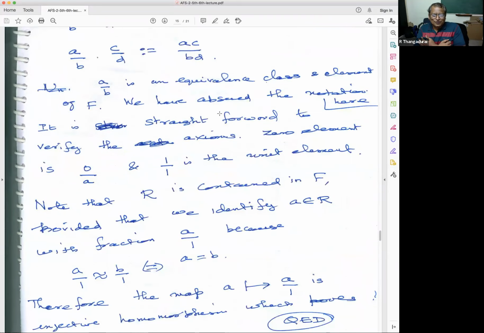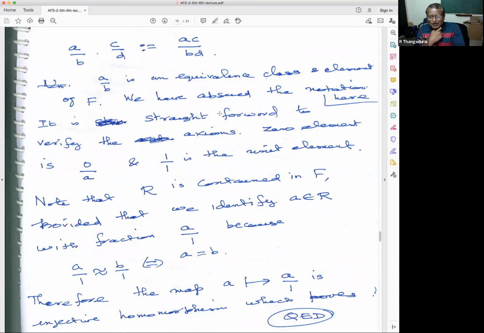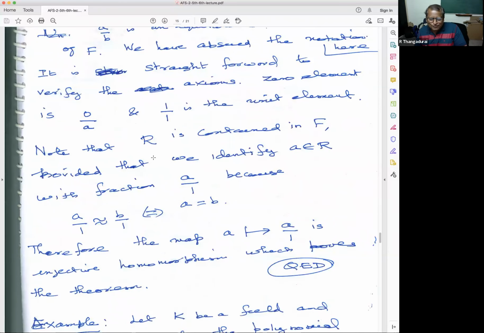So what is the zero element? The zero element will look like 0 by a non-zero element A. That is the zero element because this represents an equivalence class. And 1 by 1 is the unit element in this particular ring F. R is contained in F. Why is R contained in F? Because we can identify an element A of R with A by 1. This identification makes sense, because A by 1 is equivalent to B by 1 if and only if A equals B.